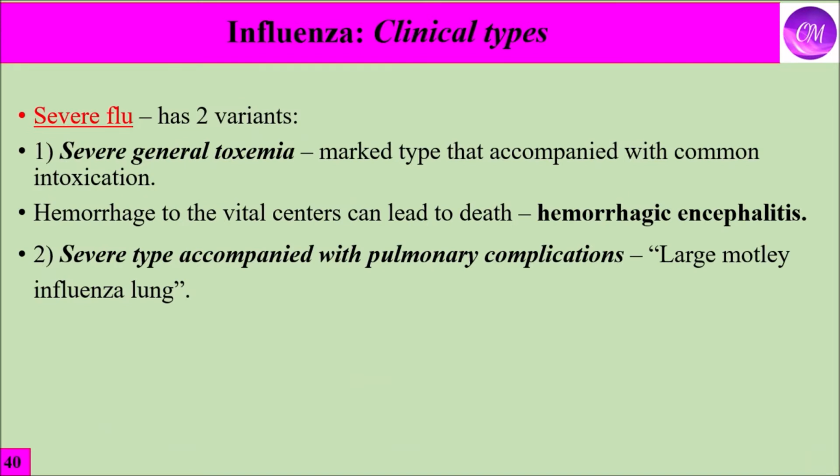Severe flu has two variants. First, severe general toxemia, this marked type is accompanied with common intoxication, and hemorrhage to the vital centers can lead to death, which we call hemorrhagic encephalitis. And the second type is accompanied with pulmonary complications, and these lungs we call the large motley influenza lung.